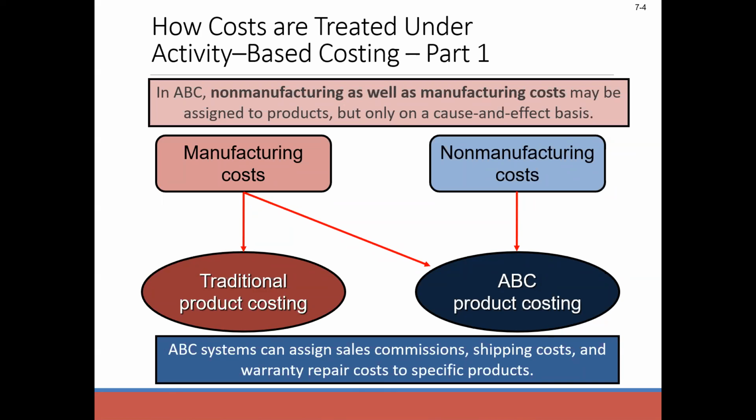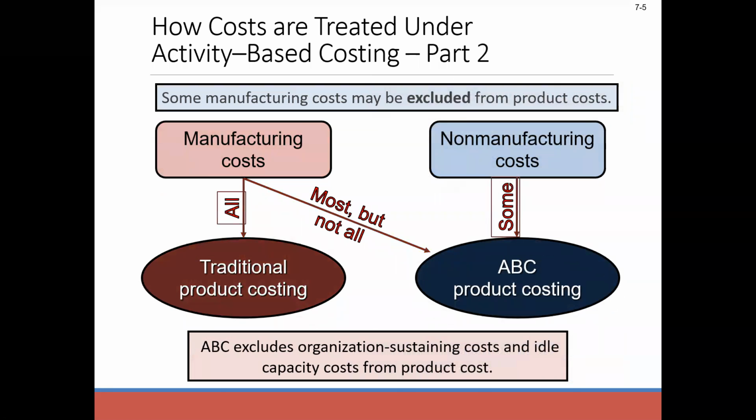So in ABC costing, non-manufacturing as well as manufacturing costs can be assigned to products, but only on a cause and effect basis. ABC systems can assign sales commissions, shipping costs, and warranty repair costs to specific products. Some manufacturing costs can be excluded from product costs. So ABC excludes organization sustaining costs and idle capacity costs from product costs.